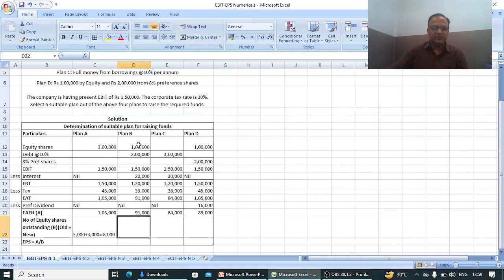In second case, it's very much clear. We are receiving rupees 1 lakh. It means we had to issue 1,000 equity shares because face value of share is rupees 100. It means to collect rupees 1 lakh, we had to issue 1,000 equity shares.